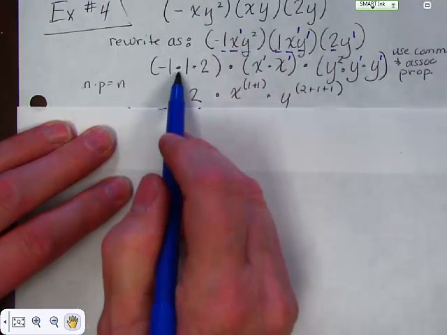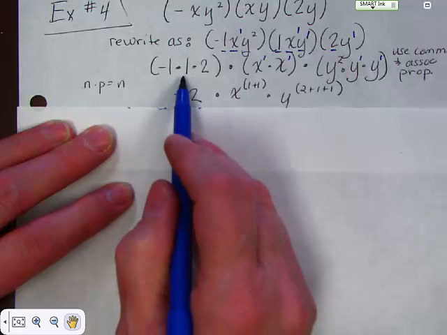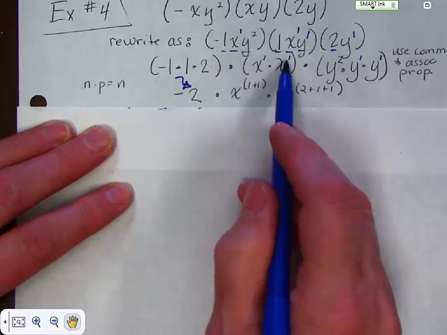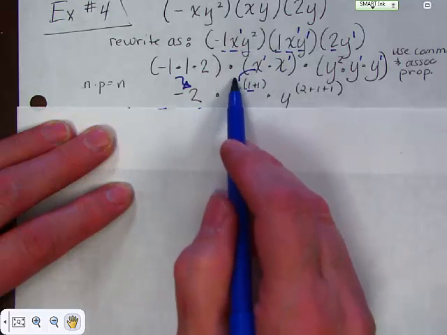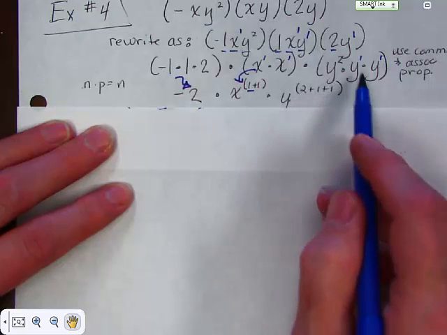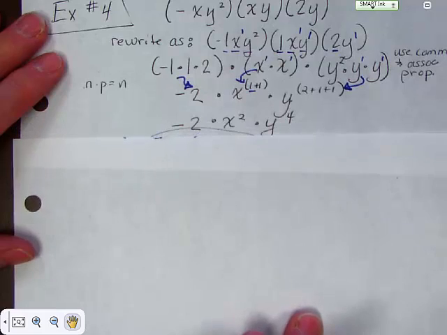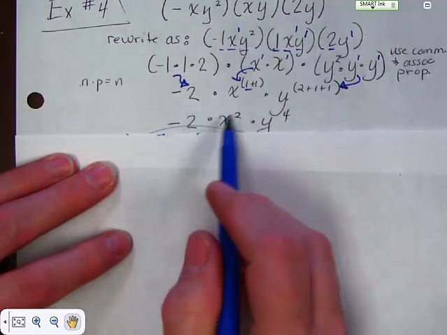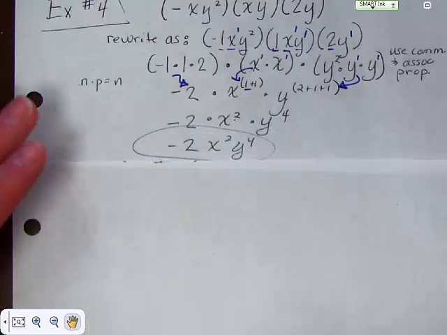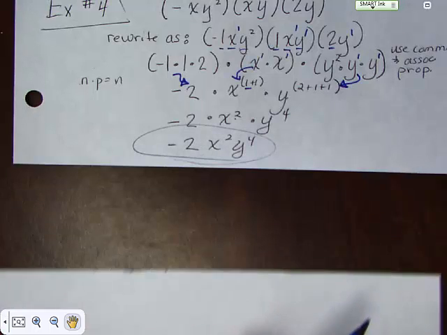Negative 1 times 1 is a negative 1, times 2 is a negative 2. So there is where that went. And we have x to the 1 plus 1 power, so that's where that went. And this is y to the 2 plus 1 plus 1, so that's where that went. We do our combining, we end up with negative 2 times x to the 2 times y to the 4, and we end up with negative 2x squared y to the 4th.